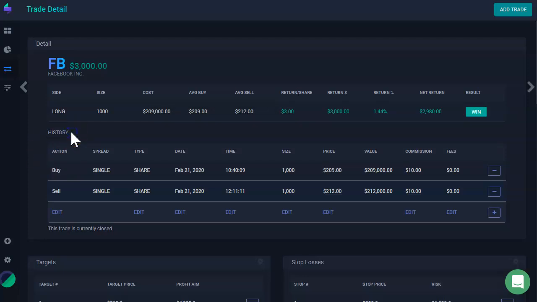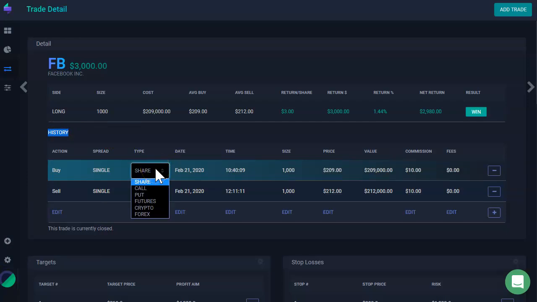If I trade stocks, it's gonna be always single. If you trade options, there are multiple spreads for options. It could be, for example, Iron Condor, Butterfly, and many others. Okay, so you don't have to worry about this if you're trading stocks or crypto. The type. So this is gonna be share if you trade stocks, it's gonna be put or call if you trade options, it's gonna be futures if you trade futures, crypto if you trade crypto, and so on, okay?